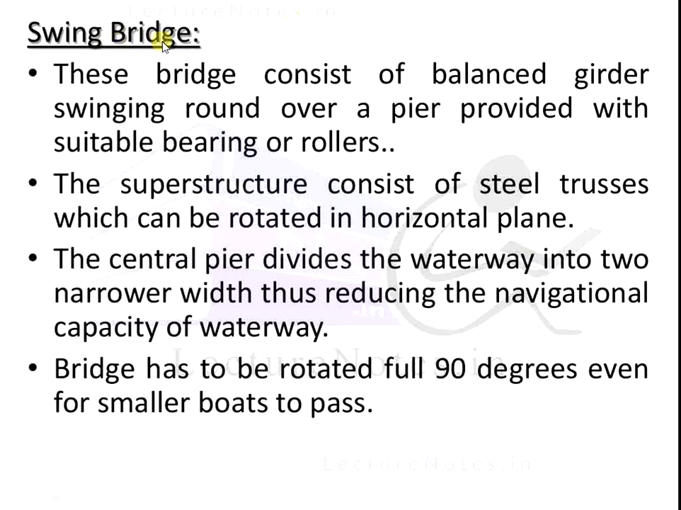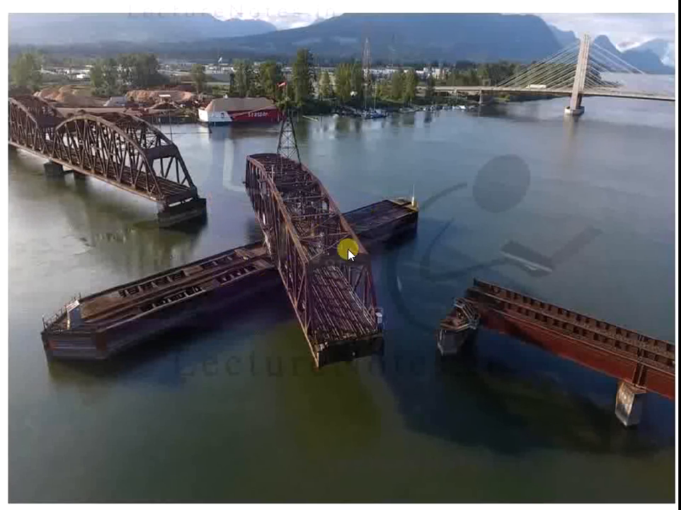Next is the swing bridge. This bridge consists of a balanced girder swinging around over a pier provided with suitable bearings or rollers. This is the swing bridge. The bridge is swung to free the channel and allow the ship to navigate.